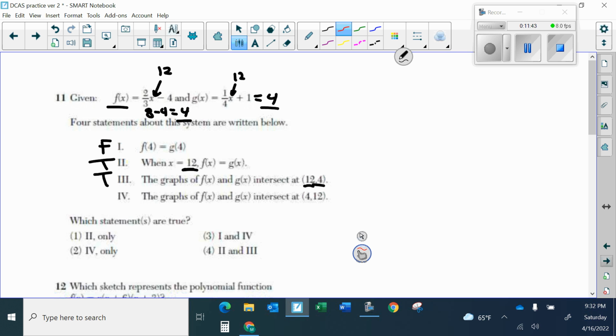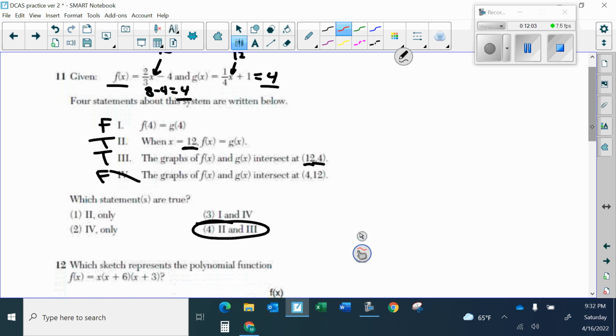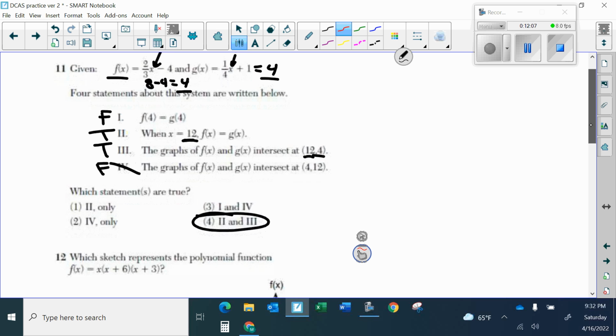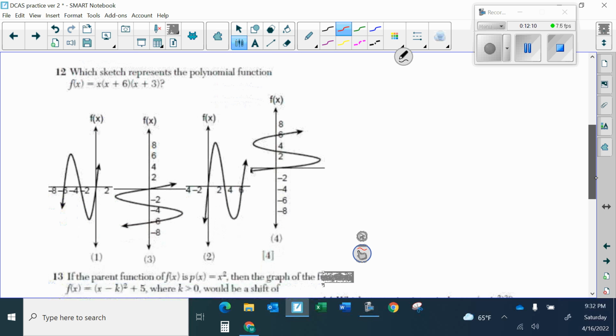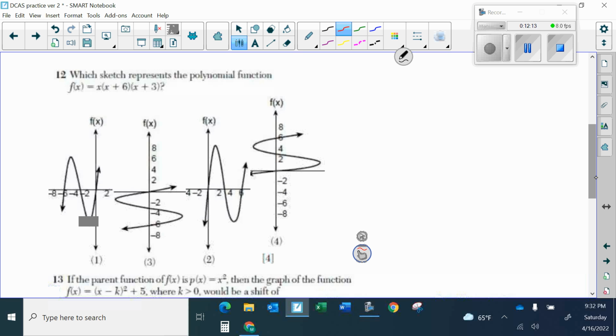So that's true. And then here, this is switching the x and y and putting 4, 12. That's false. Okay, you're not going to get the same. When you plug in 4, we already plugged that in. We got 2, and 1, and a fraction, and another. So 2 and 3 are true right there. In the DCAS, it may not have it like this. It may say select all that apply, and then have those things and you select all that apply. All right, which sketch represents the polynomial function?